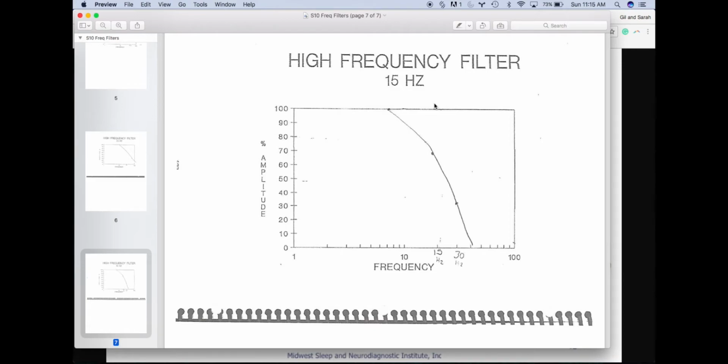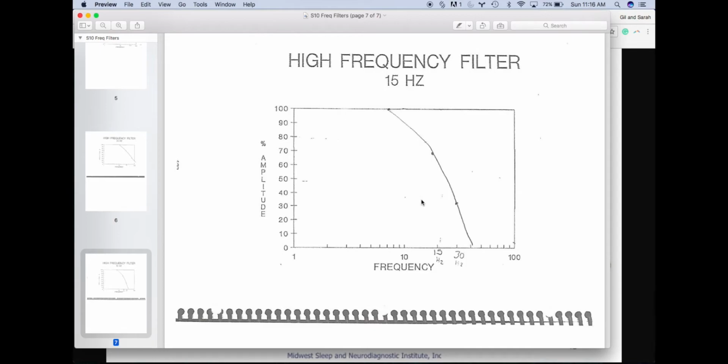So let's dive right into it. We're talking about high frequency filters. Typically, the high frequency filter settings on an EEG system are going to be a 15 hertz high frequency filter, a 30 hertz high frequency filter, and a 70 hertz high frequency filter. Those are going to be your most common filters. Some unusual software may differ, and you may see a 75 high frequency filter, but let's focus on the three that you will see in the majority of the software. So let's start with a high frequency filter of 15.